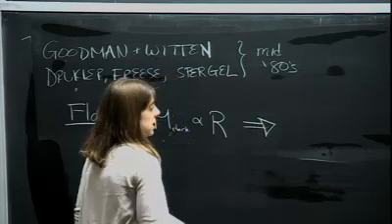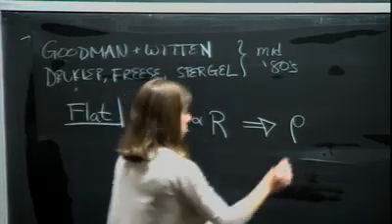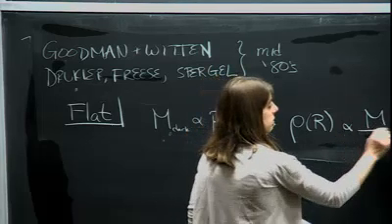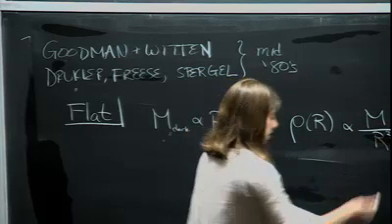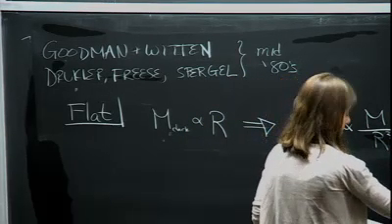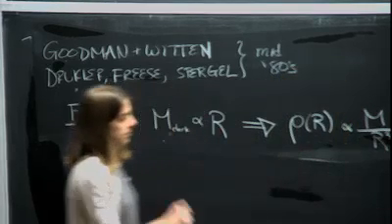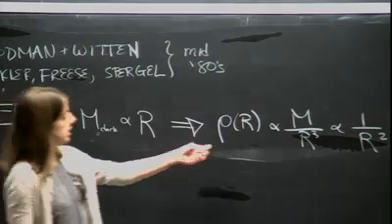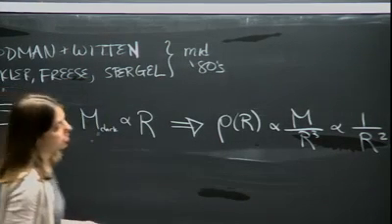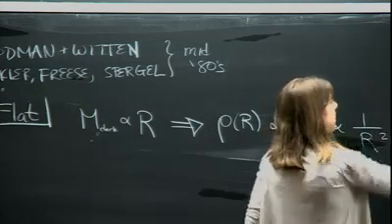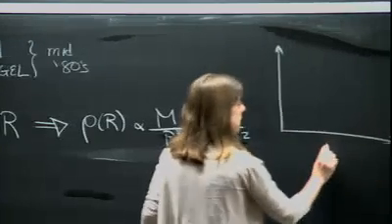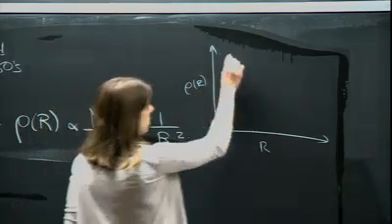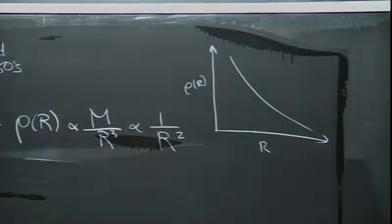And then that tells me that my mass density for the dark matter as a function of radius is just proportional to mass over r cubed, which goes as 1 over r squared when mass is proportional to radius. So just from measurements of rotation curves, we get a very rough estimate that the density of the dark matter distribution as a function of radius goes as 1 over r squared.